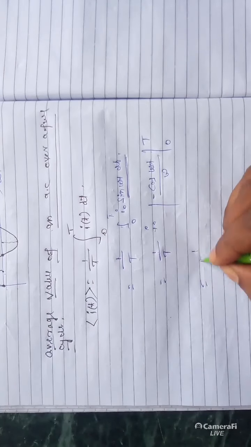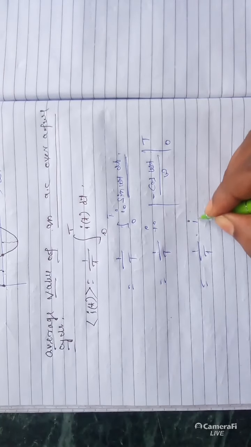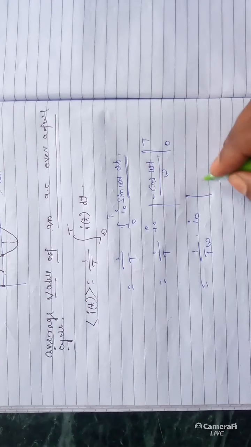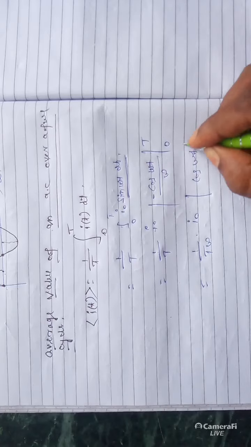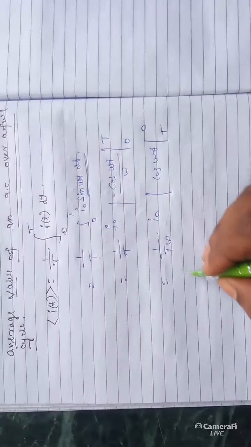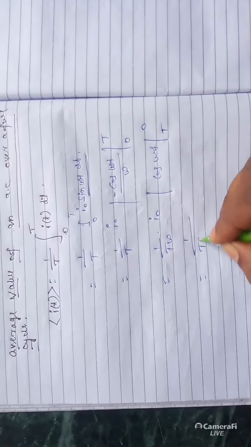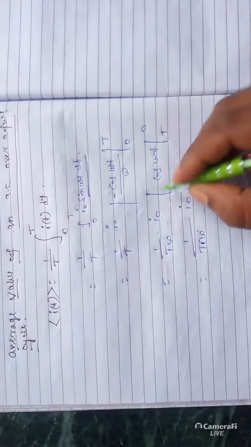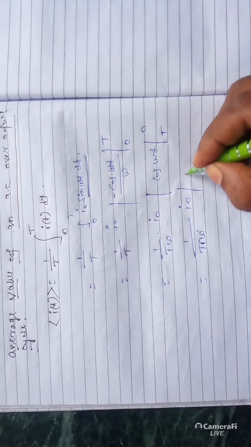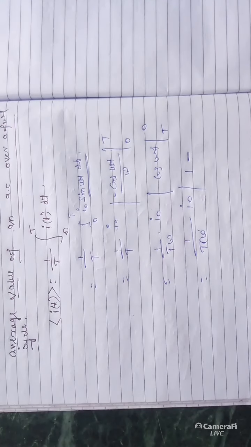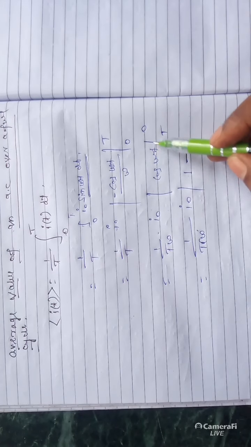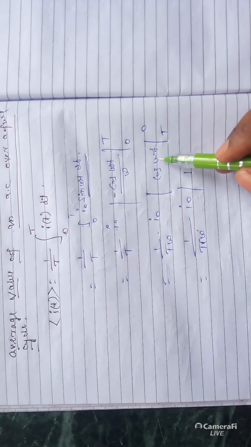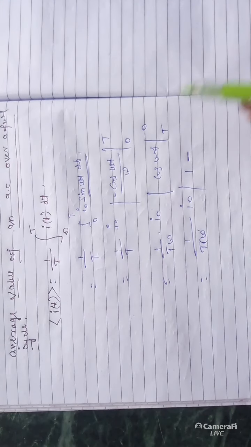So 1 by T into I naught by omega, I am taking it outside, then the limit will be cos omega t from T to 0. Cos 0 is 1, so we get I naught by T omega into 1 minus cos omega T. If you put omega equal to 2 pi by T, then cos 2 pi, what is the value of cos 2 pi? Cos n pi is minus 1 to the power n, so for 2 pi it is 1.